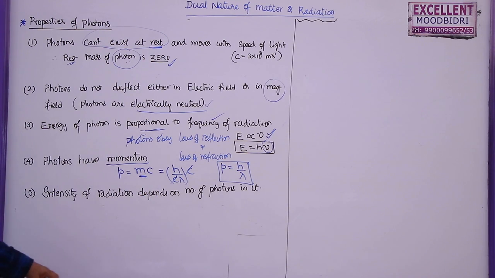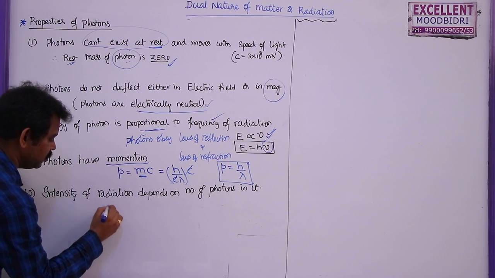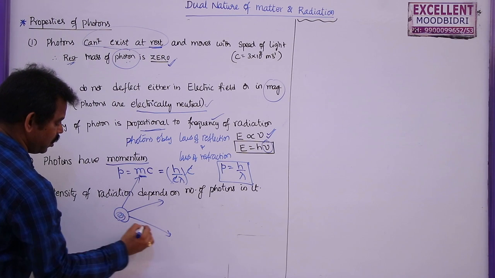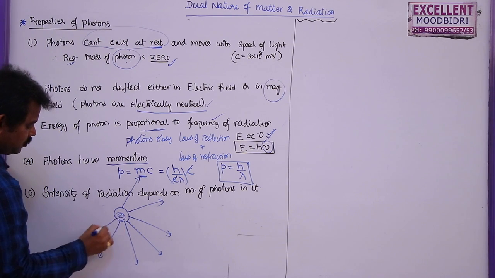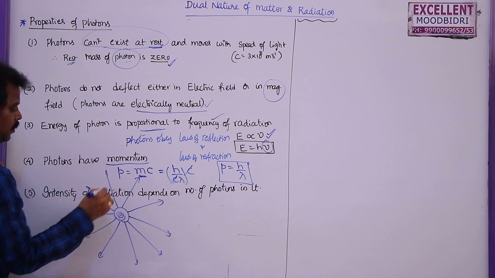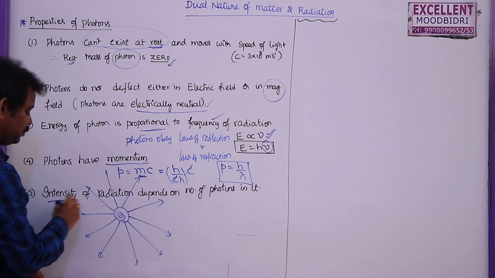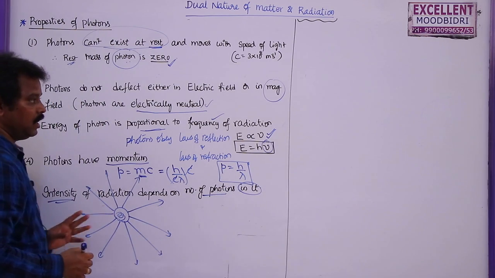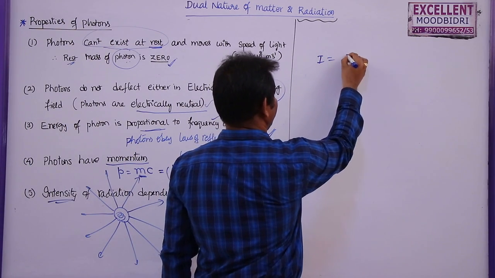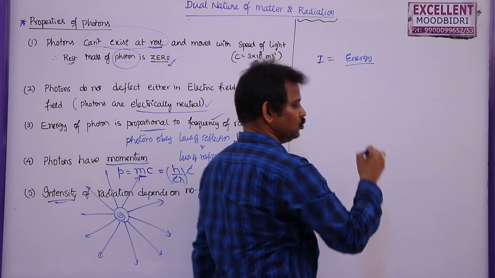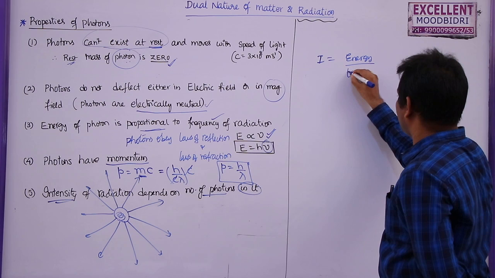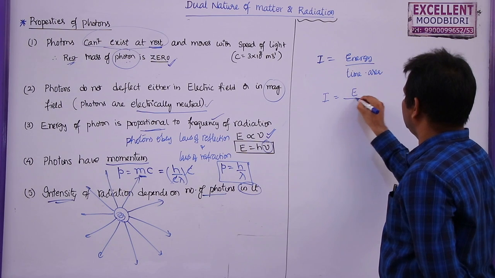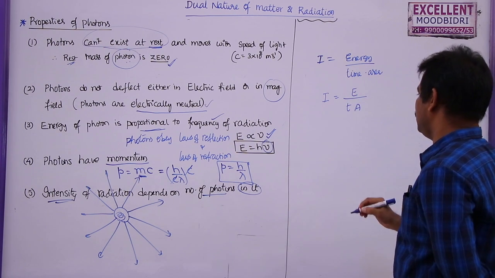Intensity of radiation depends on the number of photons in it. Suppose you take a source of electromagnetic radiation. This source will emit radiation in all possible directions in a straight line. So the intensity of this radiation depends upon the number of photons emitted by it, not in it. Now we know that intensity is given by the energy emitted by a source in unit time per unit area. So intensity can be given as E by T into A.